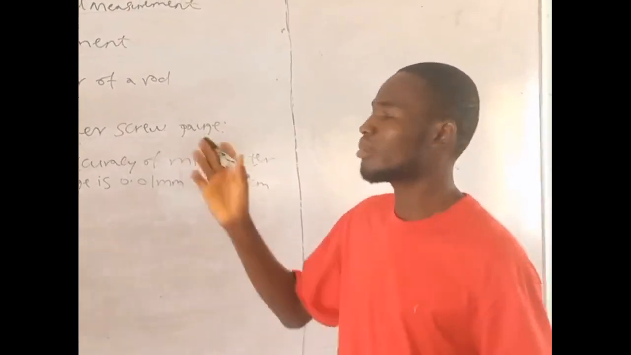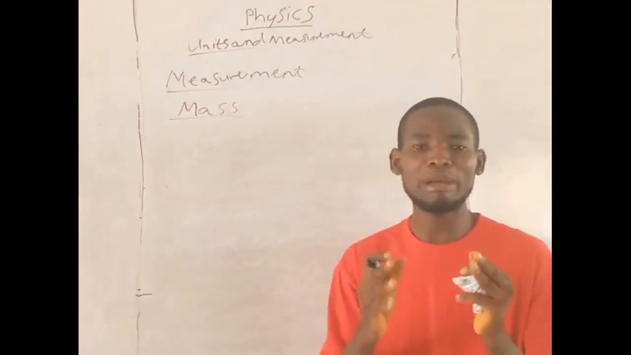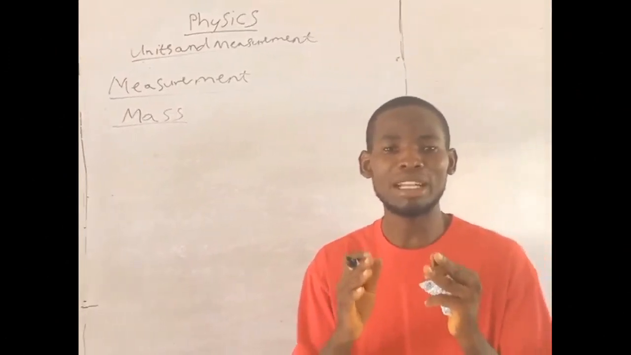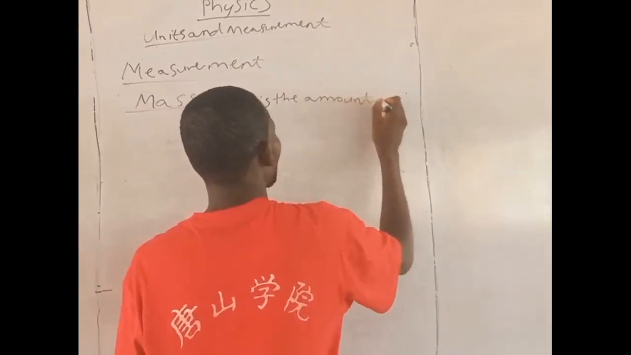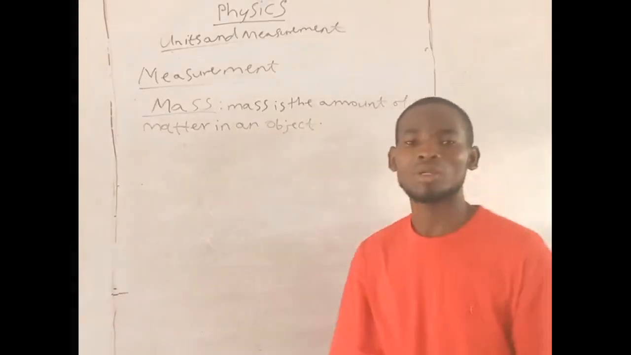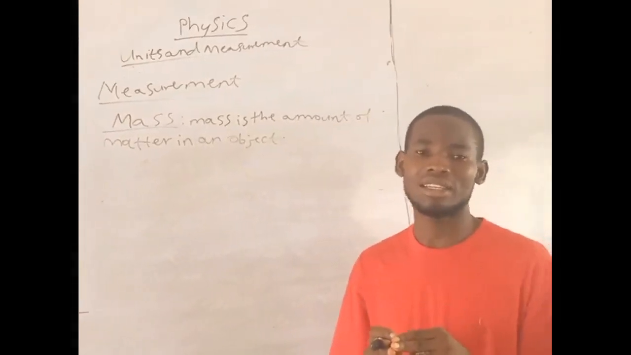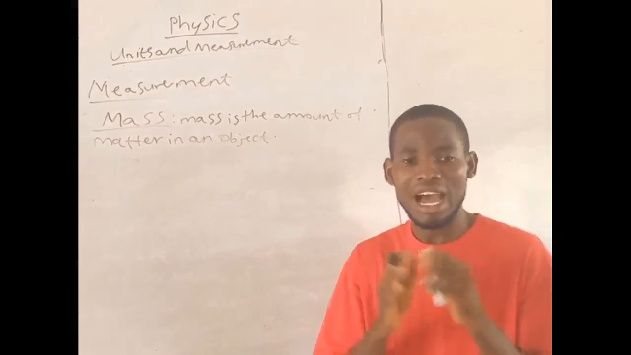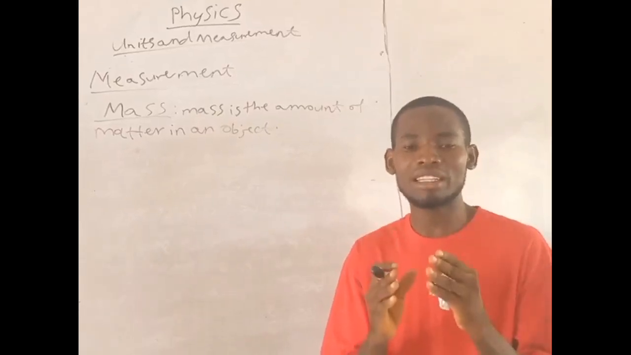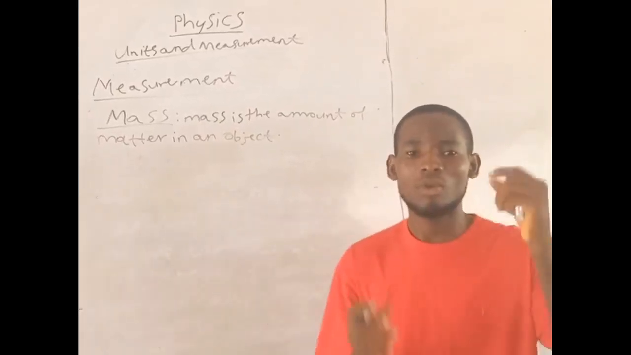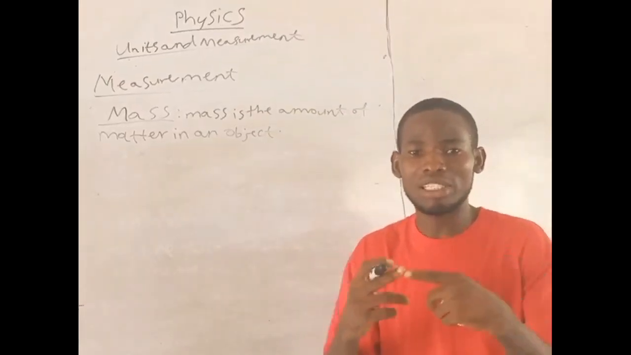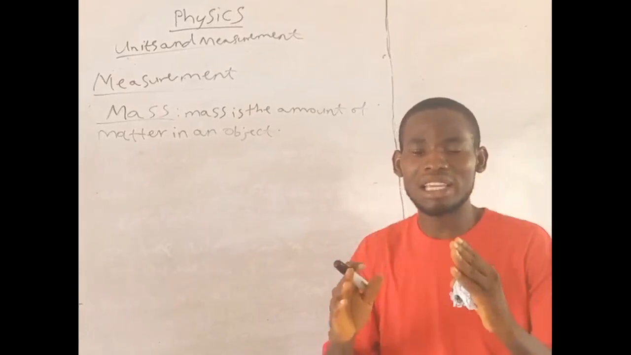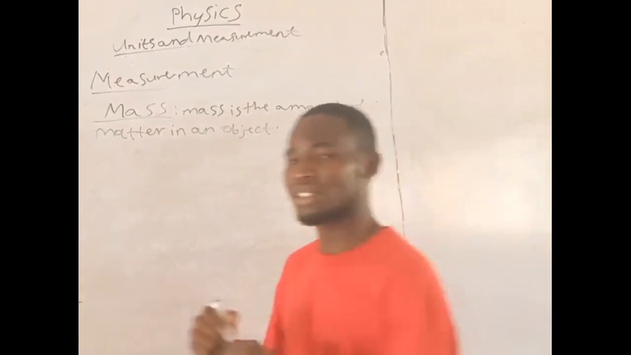Then let's talk about mass. How do you measure mass? Mass is the amount of substance or the amount of matter in an object. Now, every matter has mass, and every mass has weight. Why? Because of the gravitational force acting on the mass of a body. Every body with mass, every matter, has weight. Now, what is weight?